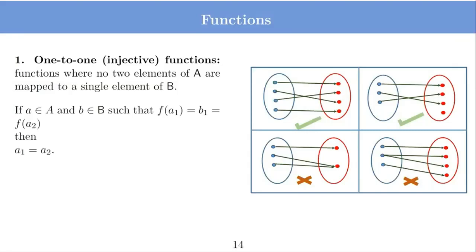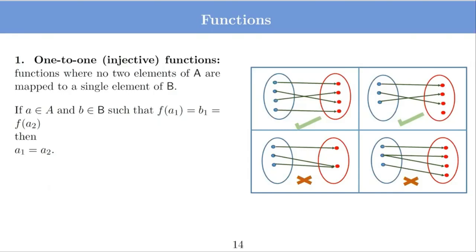This is also a function, but there are cases where 2 elements of the first set are mapped to the same element in the second set, which is red. Now, if you look at the fourth example, this is not a function itself, because the second element in the blue set is mapped to 2 elements in the red set. So this is not even a function. Based on these scenarios, we can have some classification of functions.